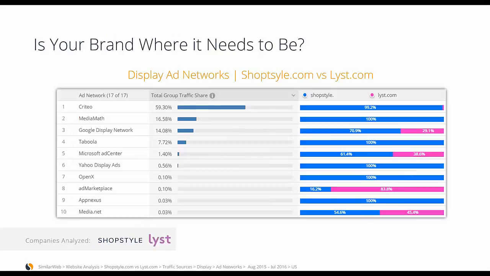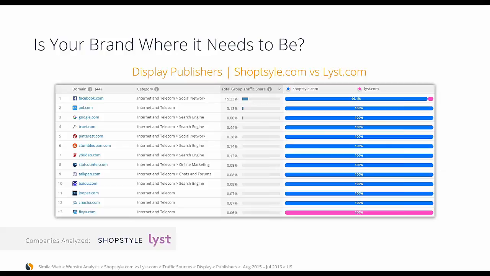And where are they being faced with it? Where is their brand? Where does it need to be? We can see where the different ad networks are being promoted, and most importantly, which publishers are most important. So we can see ShopStyle is just dominating. They're on Facebook. They're on AOL. They're on Pinterest. They're on Baidu, which is the biggest Chinese search engine, and List is not there. List is really missing out on this brand opportunity to overtake ShopStyle because they're not being aggressive enough.